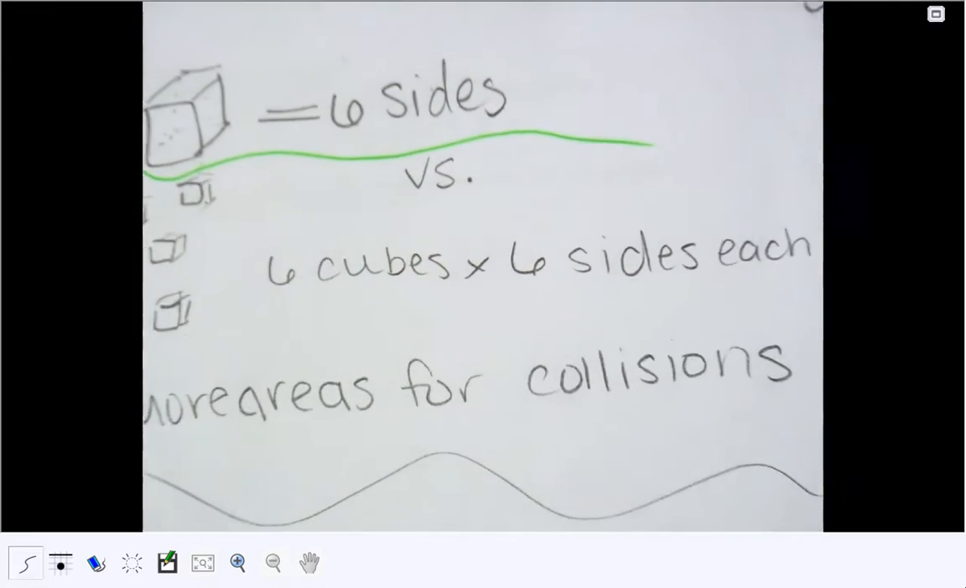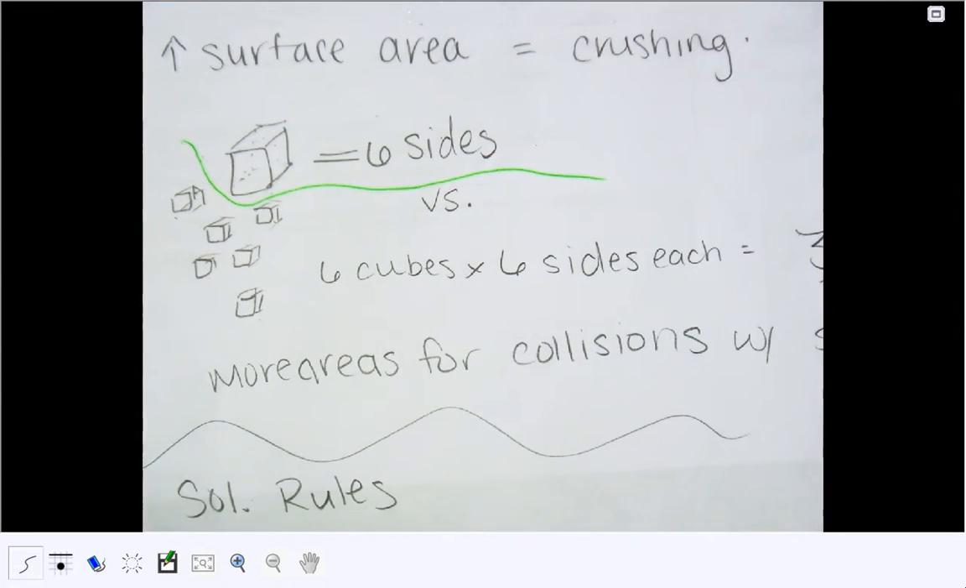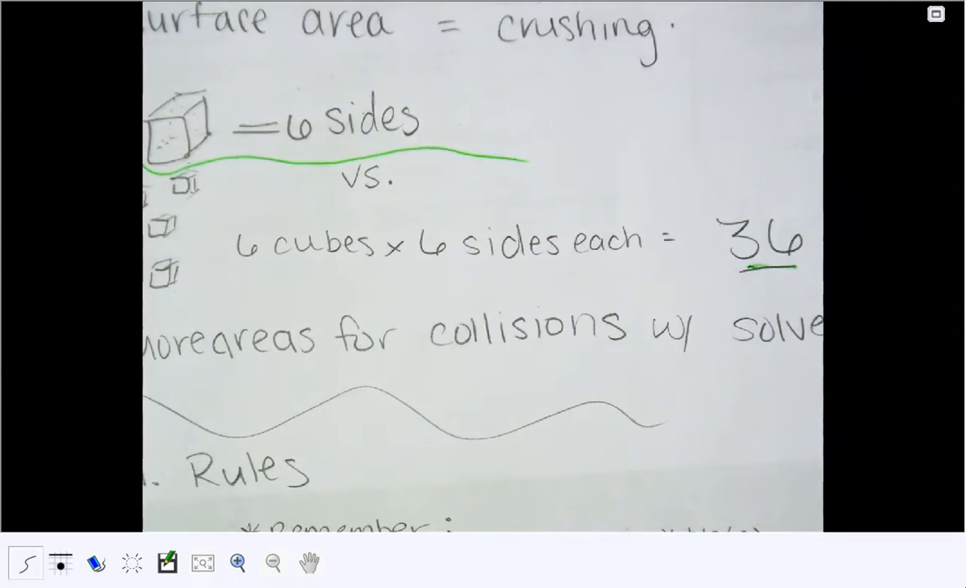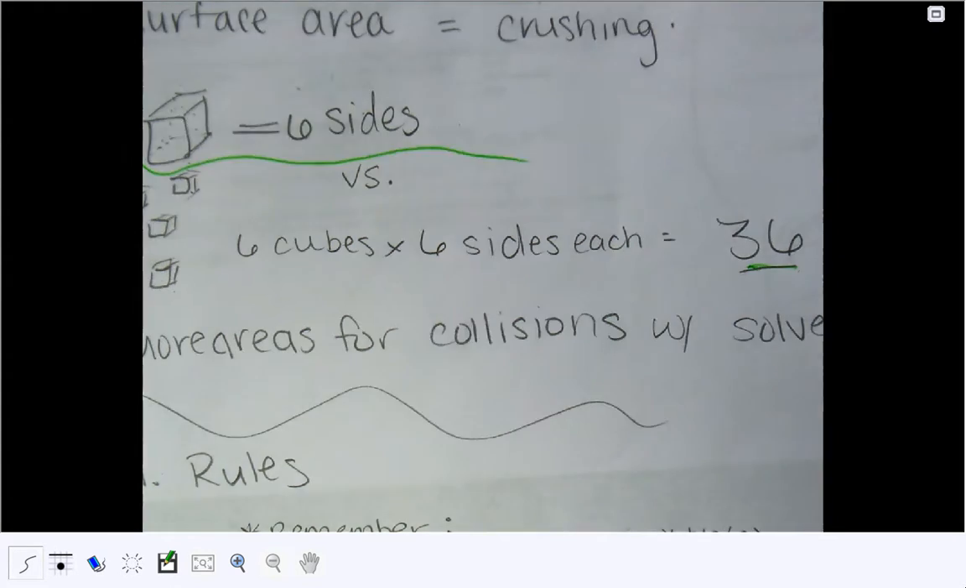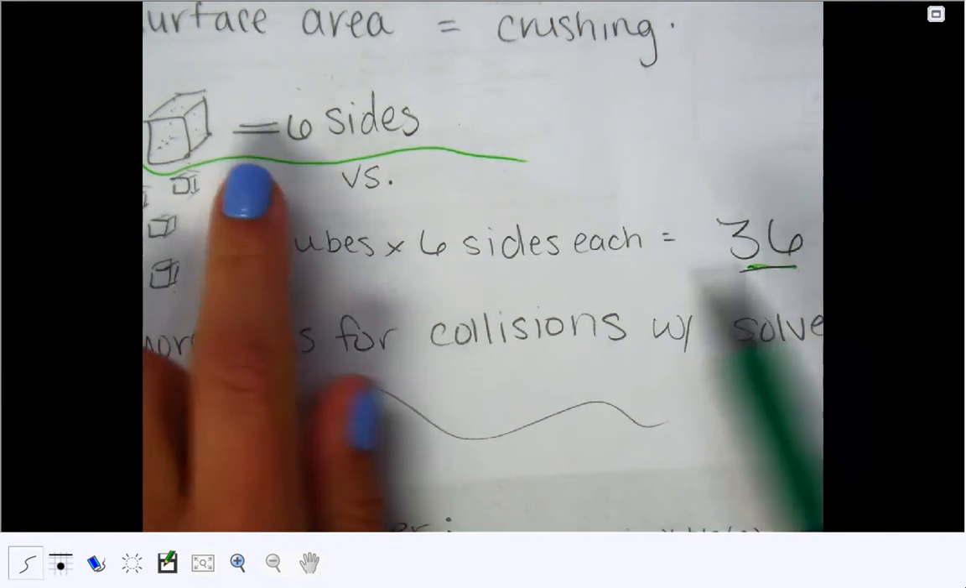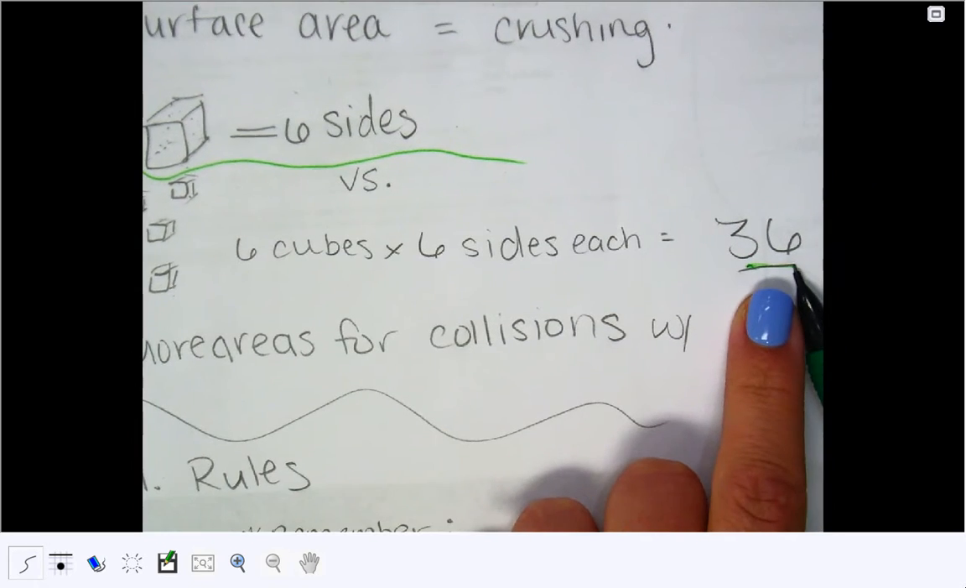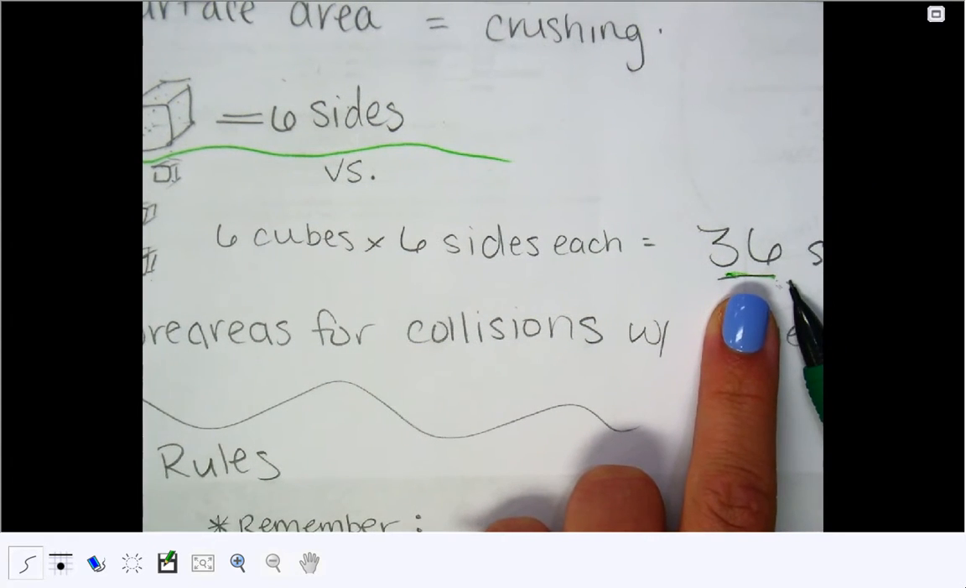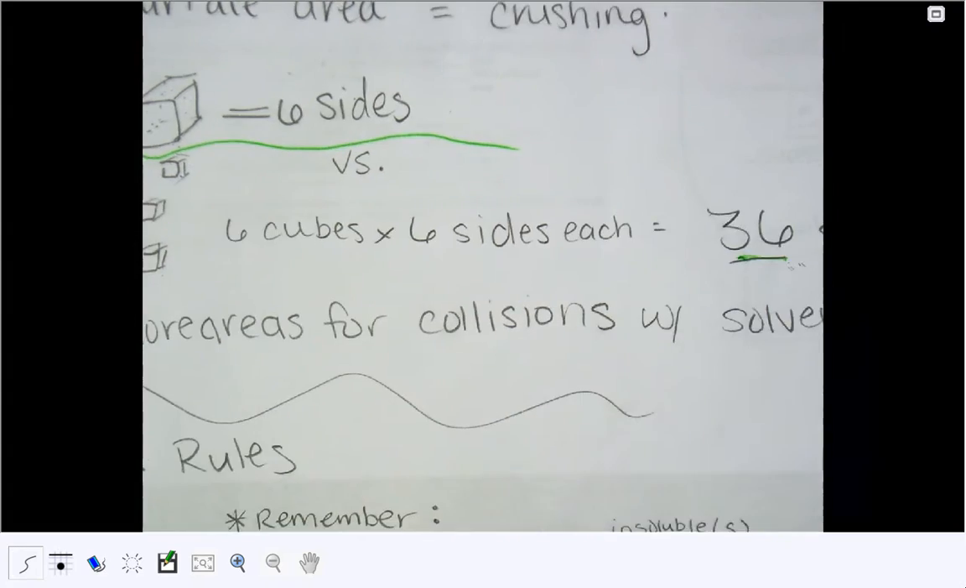So when we crush it, when we grind things to make them smaller pieces, I think we've all had that experience where you're trying to make Kool-Aid and you've got a little bit of water in the container and it all hardened and it made like one solid piece. You have to break it apart, right? We don't just leave it the big piece. So we're going from 6 sides to 36 sides. So that is what we mean by increasing surface area, okay?